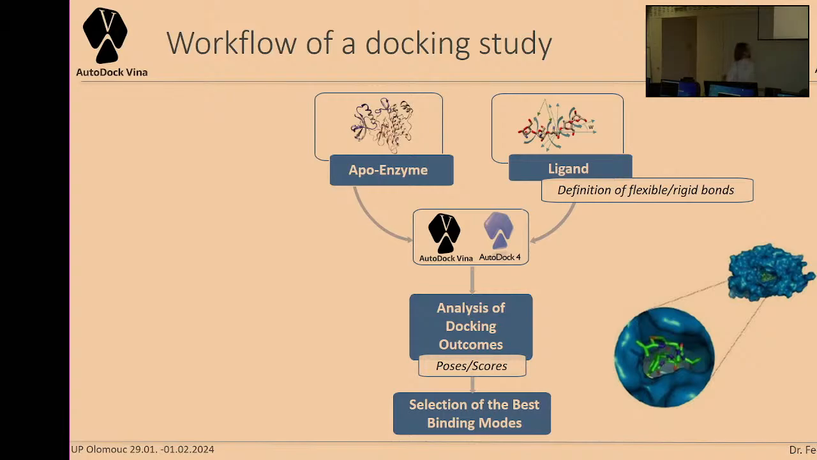And then basically this is how we will proceed later. In the tutorial, we will perform this kind of workflow. First of all, we will treat the enzyme, which in our case will be the cyclooxygenase isoforms. And we will treat the ligand separately, so we will also perform a conformational search of the ligand within the binding site. We will define all the flexible or rigid bonds, which bonds are rotatable and which not. And then we will run both AutoDock Vina and AutoDock.